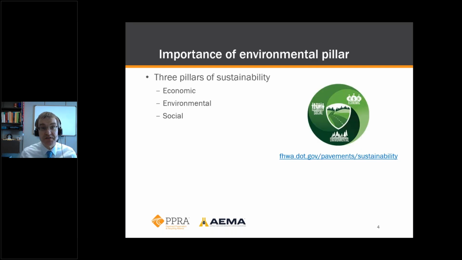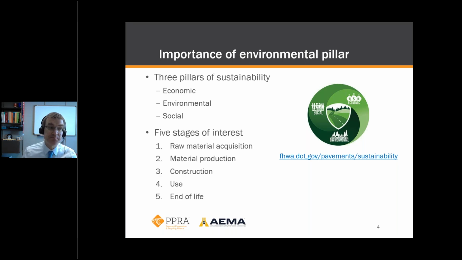So when you talk about sustainability, or at least when I talk about sustainability, I think of 3 pillars of sustainability: the economic pillar, the environmental pillar, and the social pillar. And we are, in this presentation, going to focus primarily on the environmental pillar.